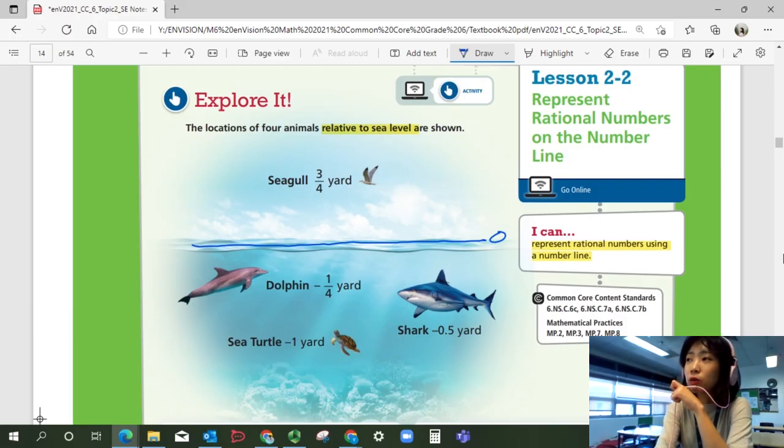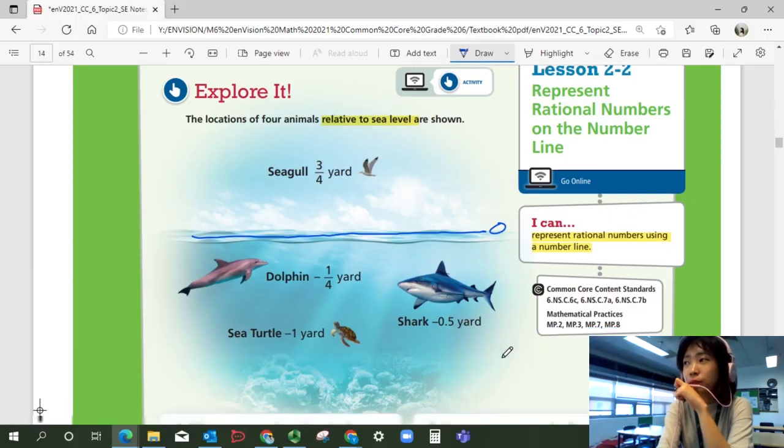And sea turtle would be a yard below sea level. Shark would be half a yard below sea level. Seagull would be 3/4 yard above sea level. So negative numbers represent distances below sea level. Positive numbers would represent distances above sea level.